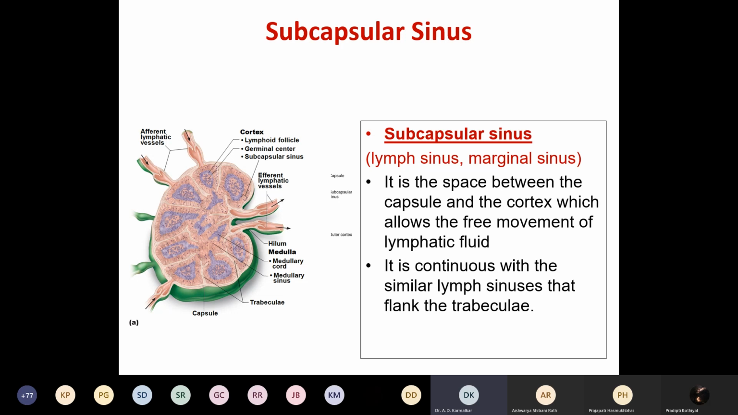Why is it called marginal? It is at the margin. Why is it called subcapsular? Because it is under the capsule. So it is all the same. The subcapsular space is a classical feature of the lymph node, one of the identification features you can say.